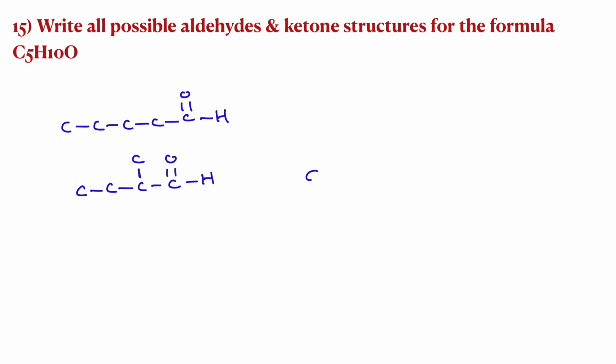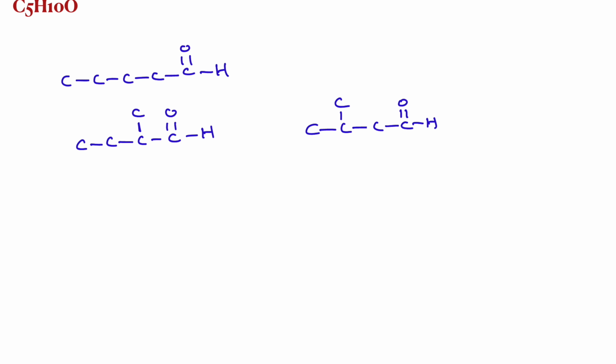Here a methyl substituent. Again 4 carbon chain. Here a methyl substituent. You should not write it here, because if you write it here, that will come into the longest chain. Now let us write a 3 carbon chain like this. Totally 5 carbon atoms are present.